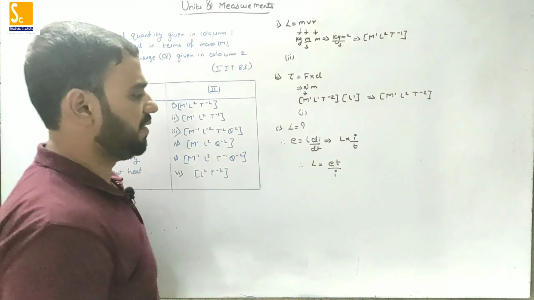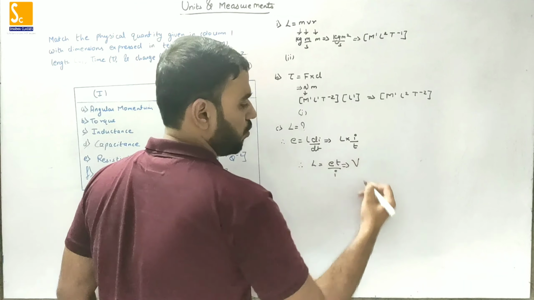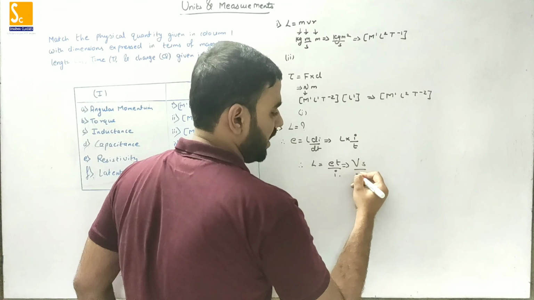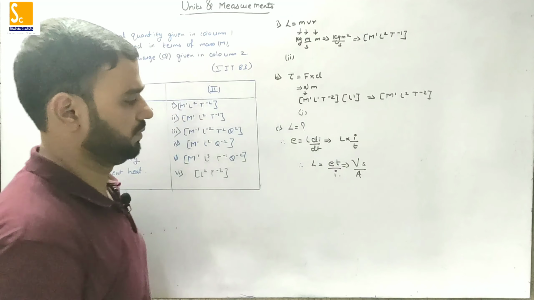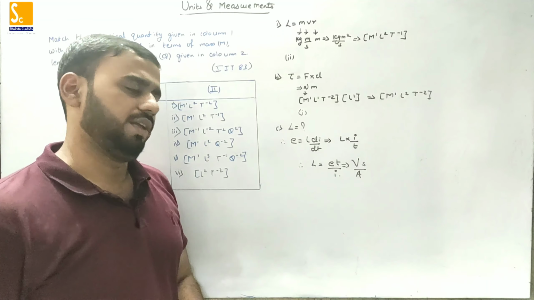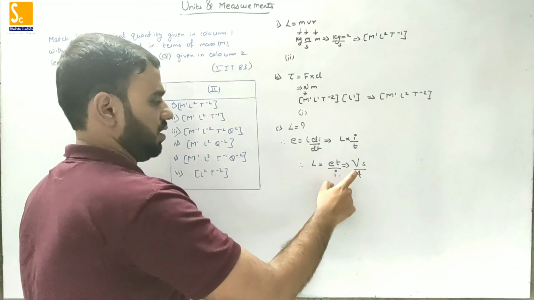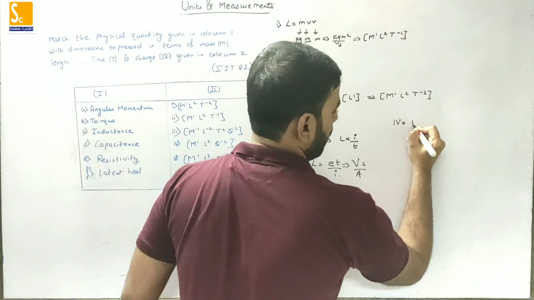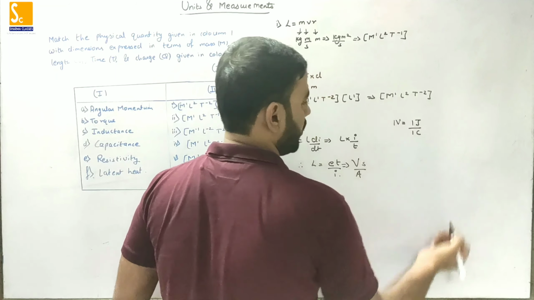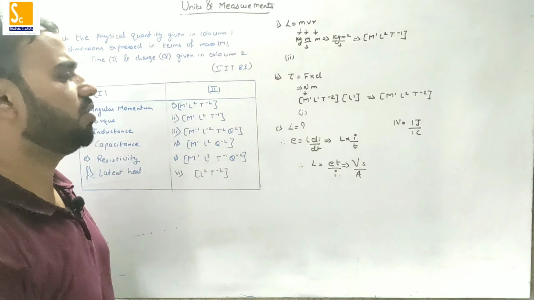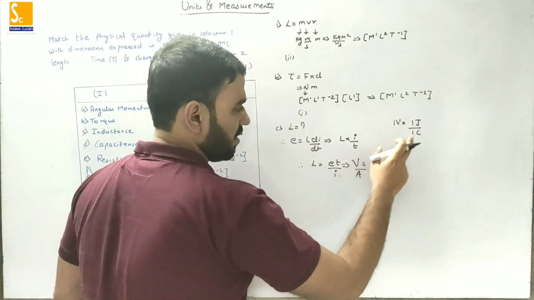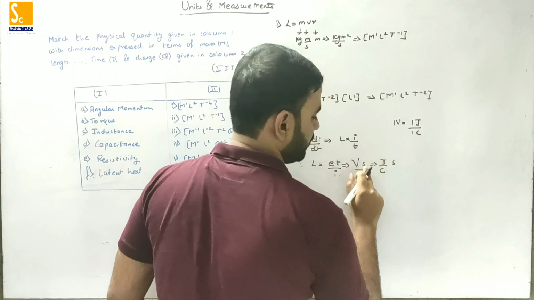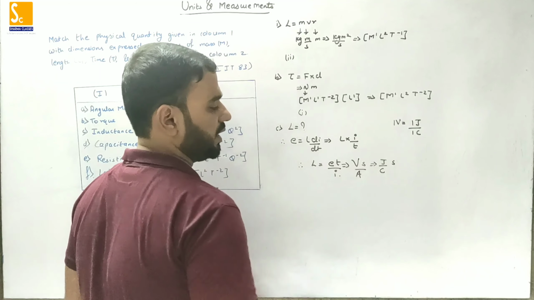What is the unit of EMF? We know that the unit of EMF is volt. Unit of time is second. Unit of current is ampere. Clear? Fine. Now we will see what is the definition of 1 volt. We know that 1 volt is nothing but 1 joule upon 1 coulomb. So instead of volt, I will write joule upon coulomb. So joule upon coulomb into second, and in the denominator there is the ampere.